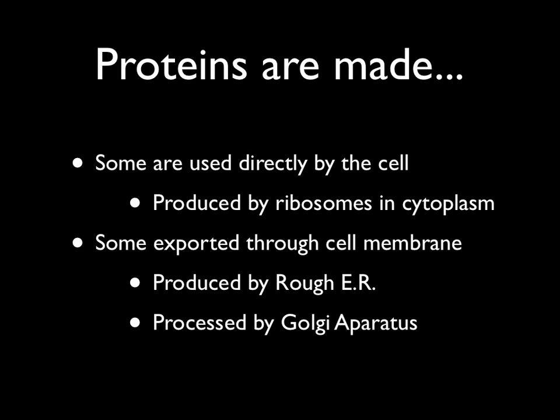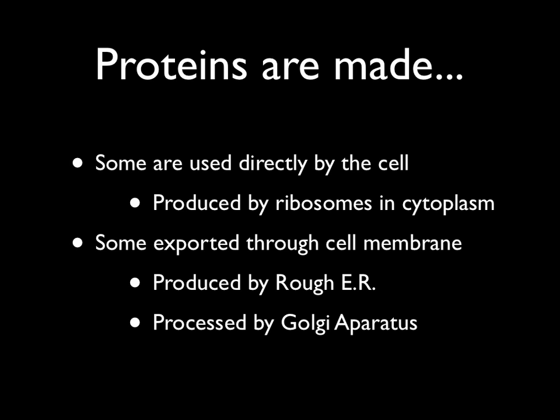So the thing about proteins is that they're made for a huge number of different reasons. Some proteins are used directly by the cell, and when that happens, the process is very simple. You have transcription take place in the nucleus, the piece of RNA finds a ribosome in the cytoplasm, the protein gets made, and it goes to work. But a lot of proteins are actually exported through the cell membrane. They're pushed out of the cell. In multicellular organisms, this is really important.